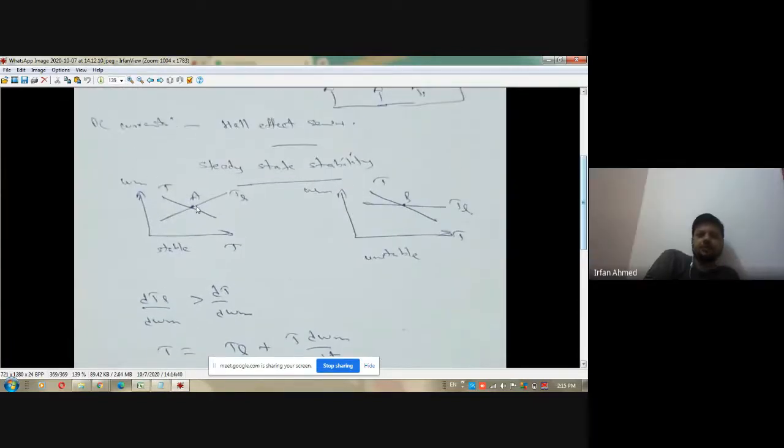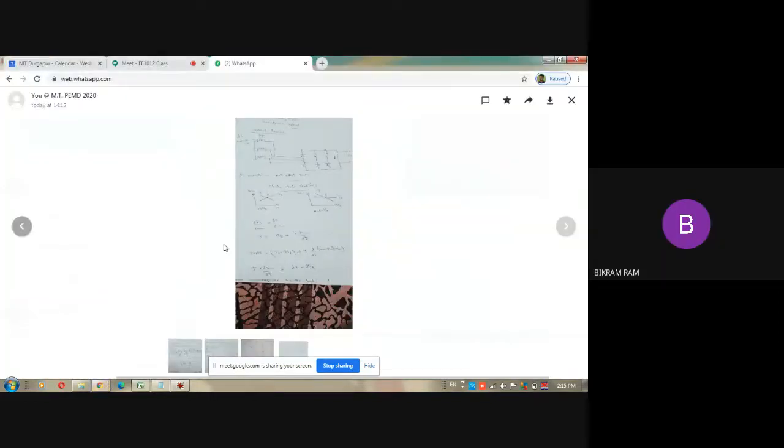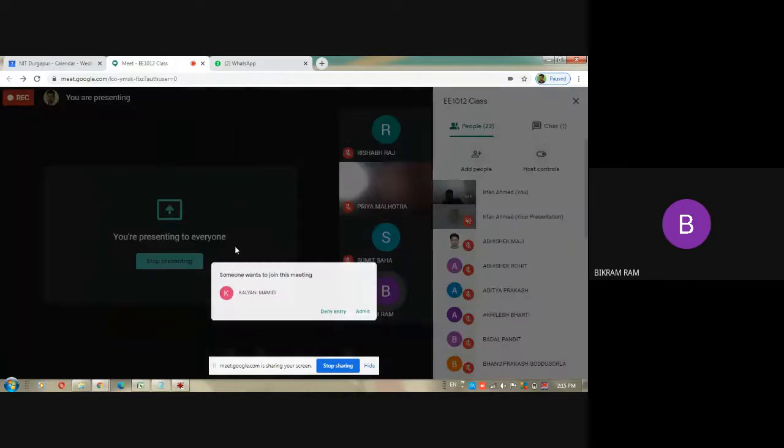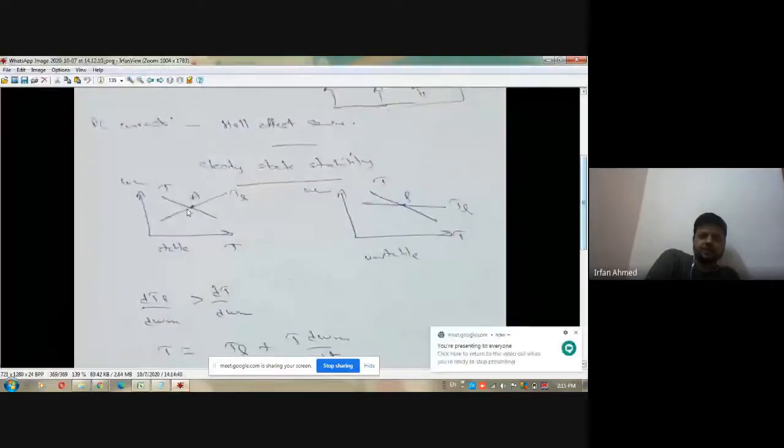Okay, so this is the equilibrium point capital A. Initially the motor is operating at the equilibrium point capital A. Suppose the speed increases, where will the point move? I am giving you two options, 1 and 2. In the direction of 1 or in the direction of 2? Sir, in the direction of 1, if speed increases, so left hand side. Yes, in the direction of 1.